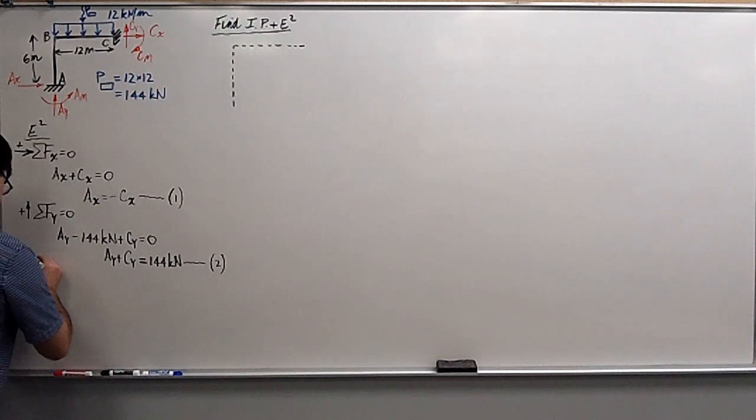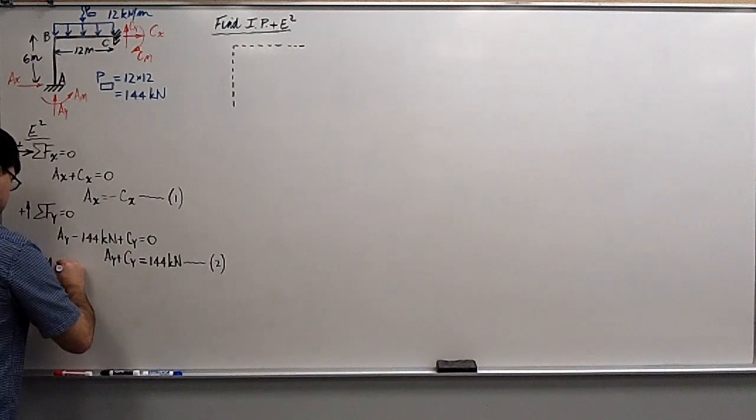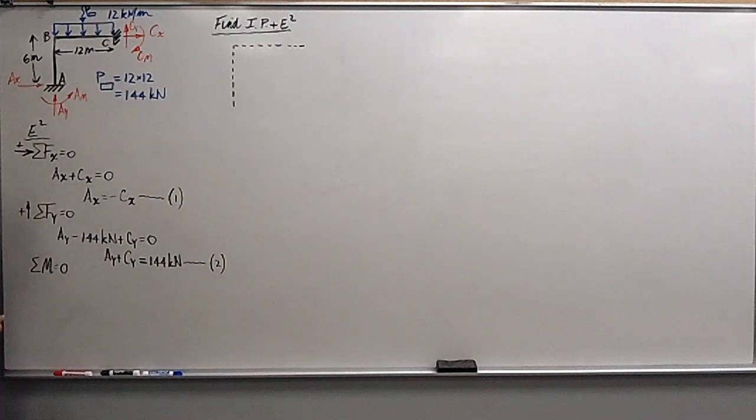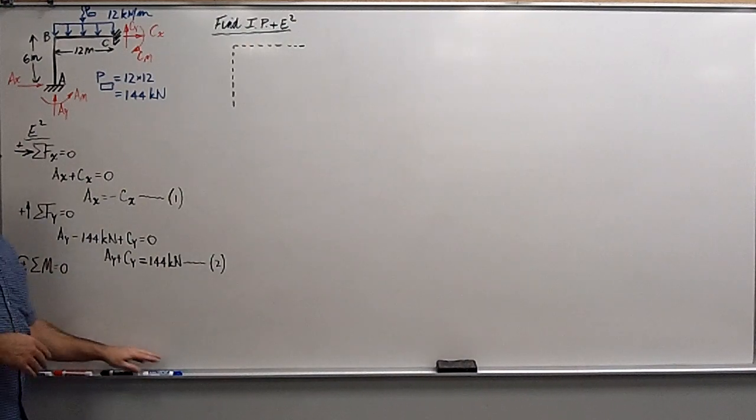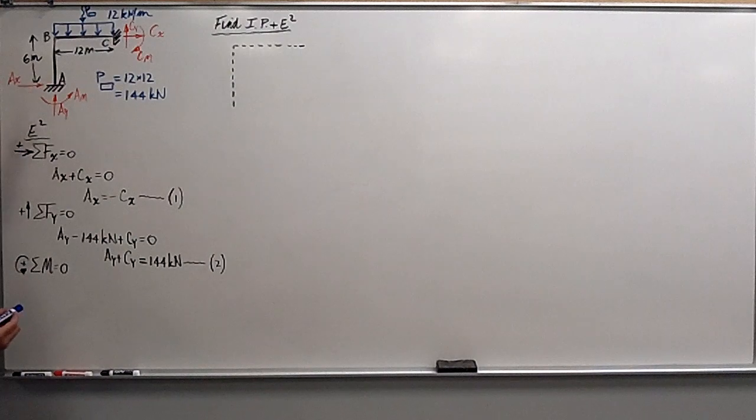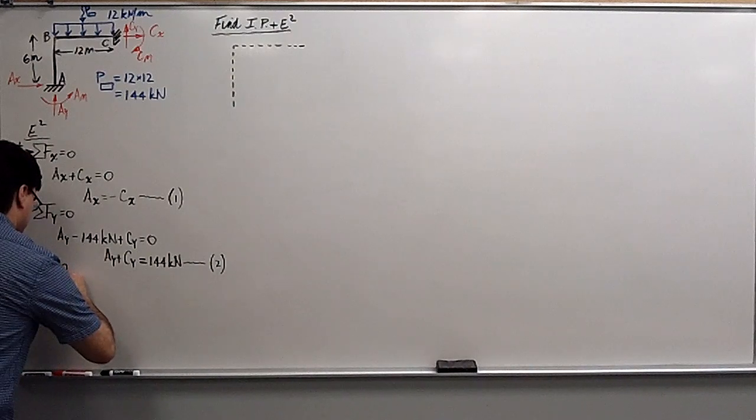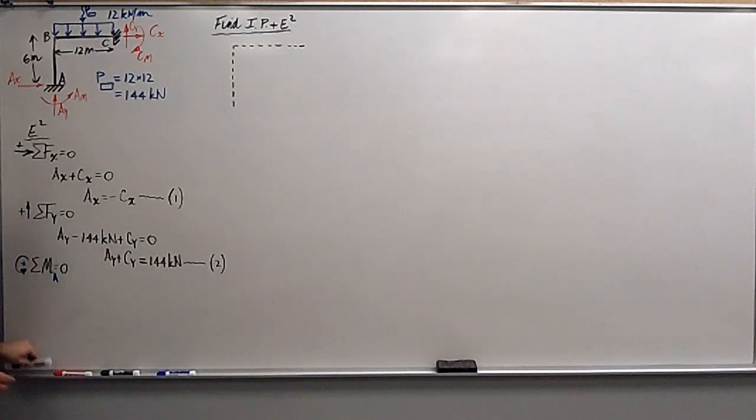Lastly, sum of the moments. Sum of the moments at any location must equal 0, with counterclockwise equal to positive. I choose, simply because I can, to do my sum of the moments about A. I can do it literally anywhere else. I'm just going to choose one of the two. The supports usually are good, but I'm just going to choose A. So I'm going to do bottom to top, left to right, all of my moments caused by all of the forces. With respect to A, AX and AY do nothing, right?